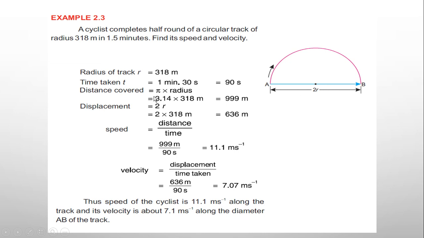So you can get the displacement as 2r, 2 multiplied by the value of radius 318 meter, you will get 636 meter as the displacement. So I can get the velocity now: velocity is equal to displacement divided by time taken. 636 meter divided by 90 second is equal to 7.07 meter per second. Thus the speed of the cyclist is 11.1 meter per second along the track, and its velocity is about 7.1 meter per second along the diameter AB of the track.